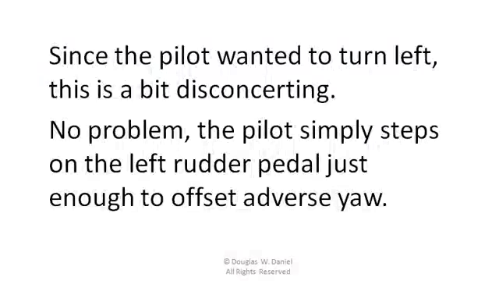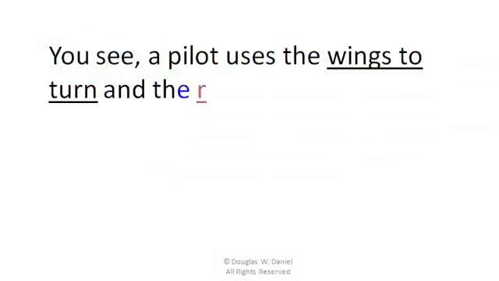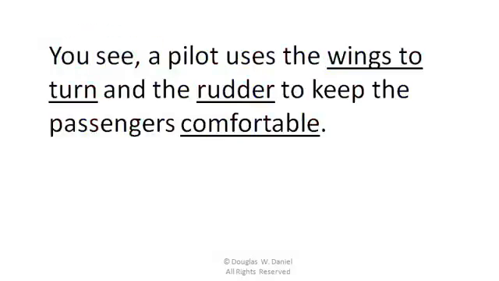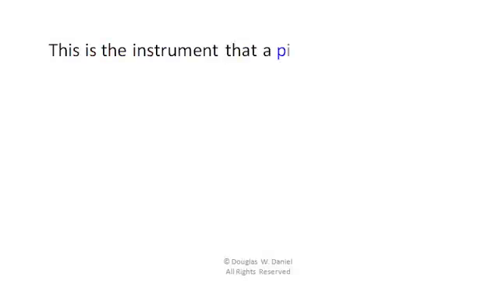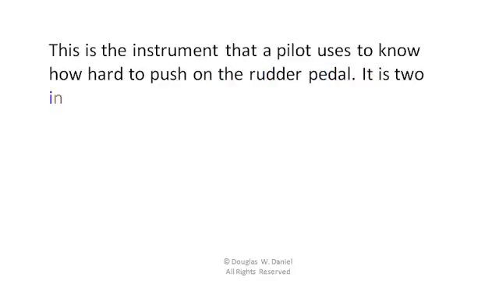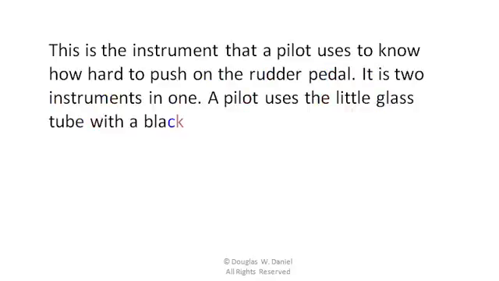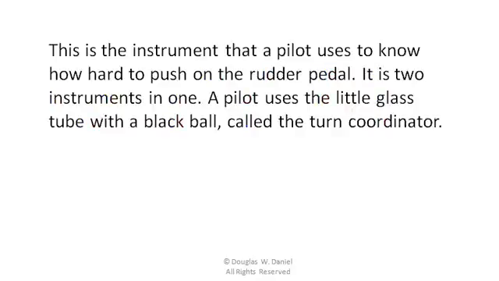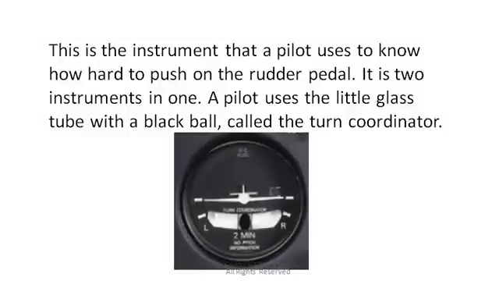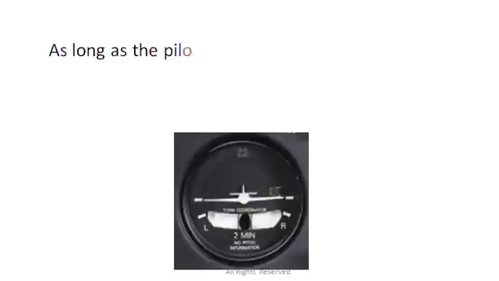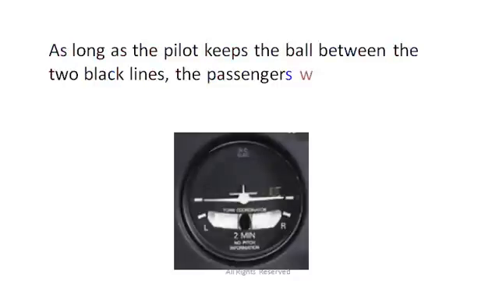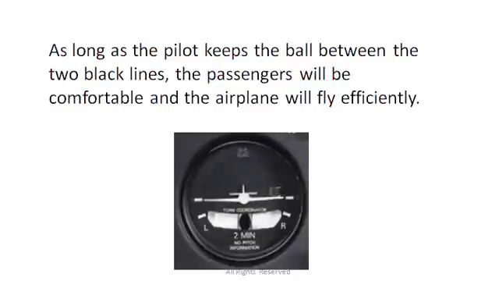Since the pilot wanted to turn left, this is a bit disconcerting. No problem. The pilot simply steps on the left rudder pedal just enough to offset the yaw. You see, a pilot uses the wings to turn and the rudder to keep the passengers comfortable. This is the instrument that a pilot uses to know how hard to push on the rudder pedal. It is two instruments in one. A pilot uses the little glass tube with a black ball called the turn coordinator. As long as the pilot keeps the ball between the two black lines, the passengers will be comfortable and the airplane will fly efficiently.